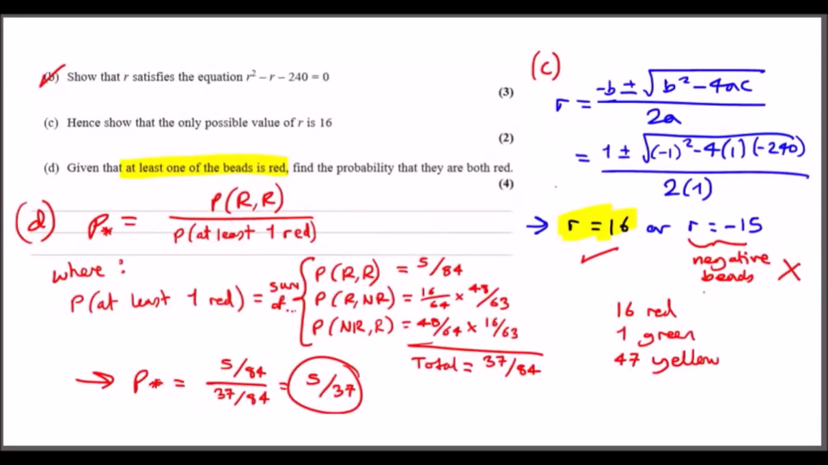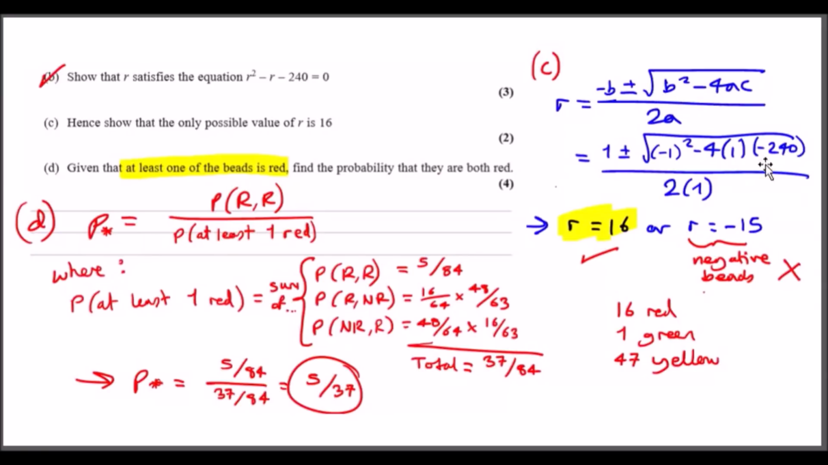Now next one, C, hence show that the only possible value of R is 16. Now this is from B, so you look at the quadratic equation and you just have to solve it. I just use the quadratic formula because it's easy to use. Where you just have to recall how the formula looks. A, B, and C are the coefficients of the quadratic. So in this case, the coefficient of R squared is 1, so A is 1, B is minus 1, and C is minus 240.